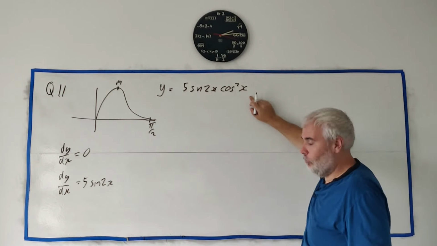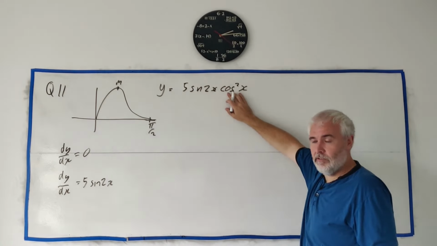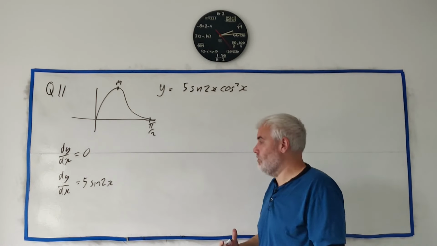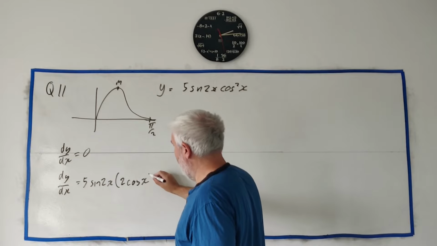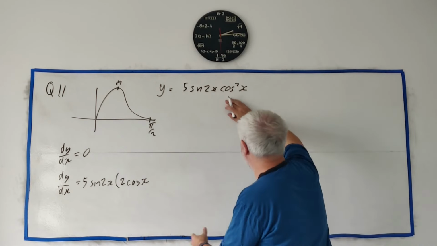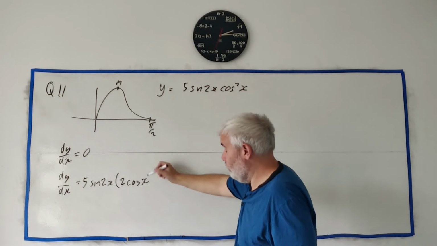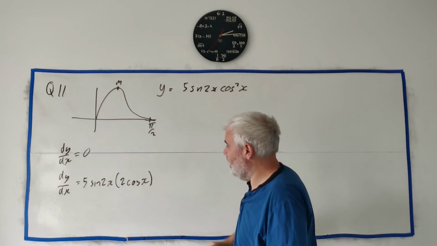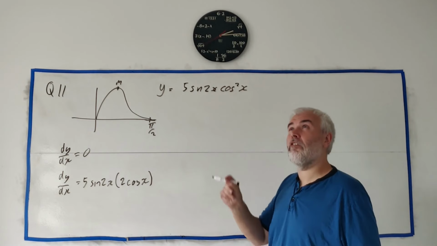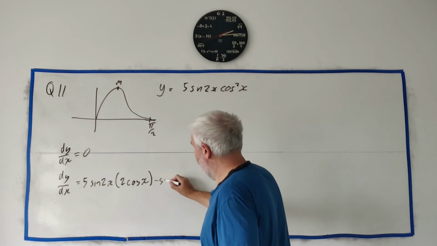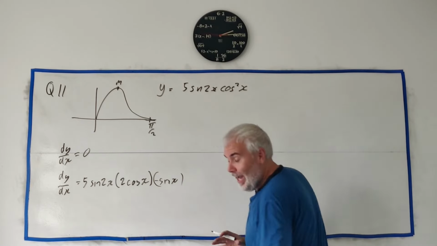We need a chain rule for that. This is something squared, so we'll just treat it like the derivative of something squared. So multiply by 2 cosine. So that's something squared just became 2 multiplied by that something. But we cheated. That's the chain rule. So we still have to multiply by the derivative of cosine. The derivative of cosine is minus sine.